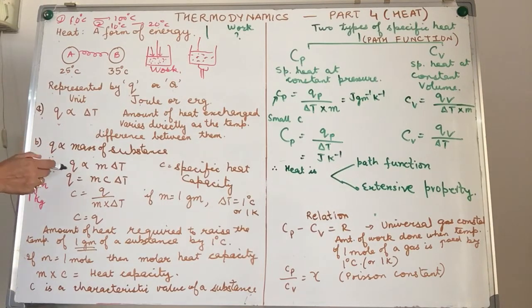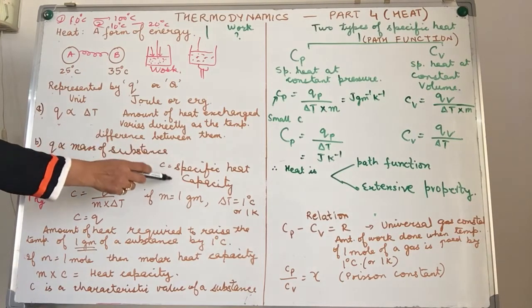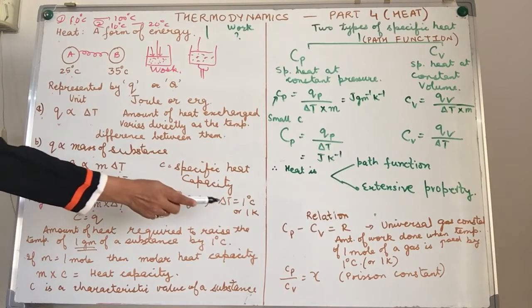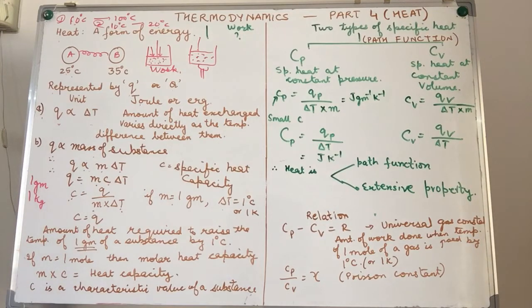Combining the two factors, we have heat is directly proportional to the mass of the substance taken into the difference in temperature. Removing the proportionality sign, we put a constant here which is known as specific heat capacity. Now why are we calling it specific heat capacity? I'll explain in the next step. C is Q upon M into delta T, because we need to define this C. Very simple way of defining is you define the denominators as 1. So if I'm taking 1 gram of the substance and the change in temperature is 1 degree Celsius or 1 Kelvin, this C, specific heat capacity, becomes equal to Q.